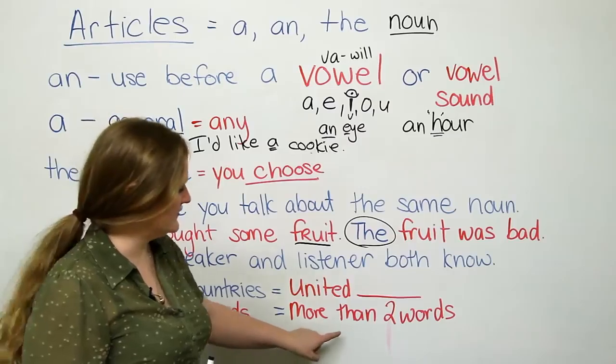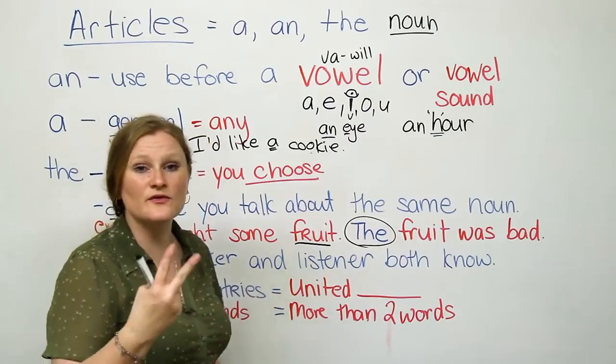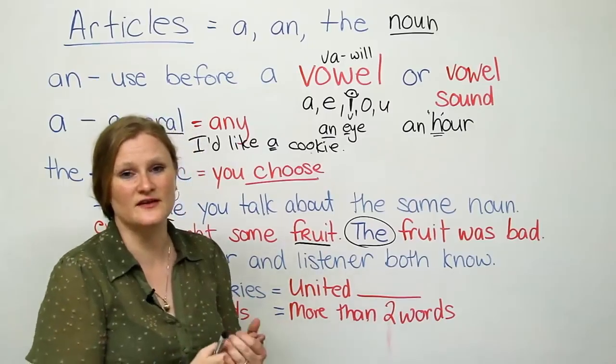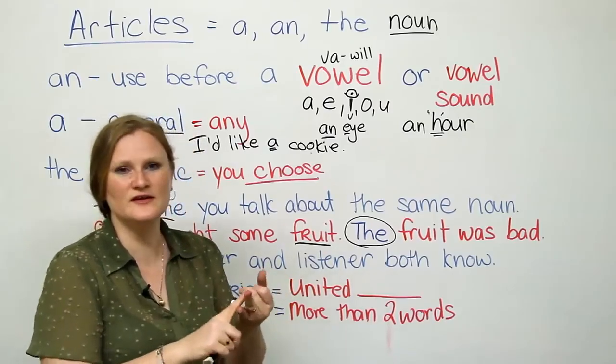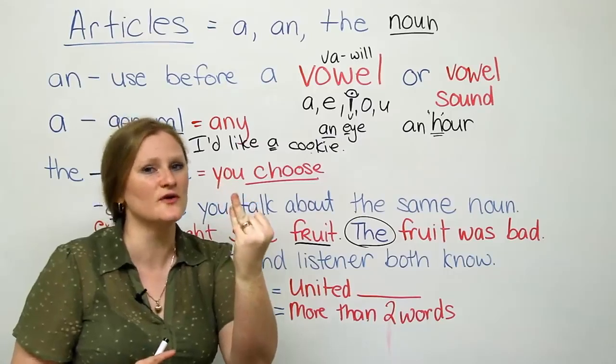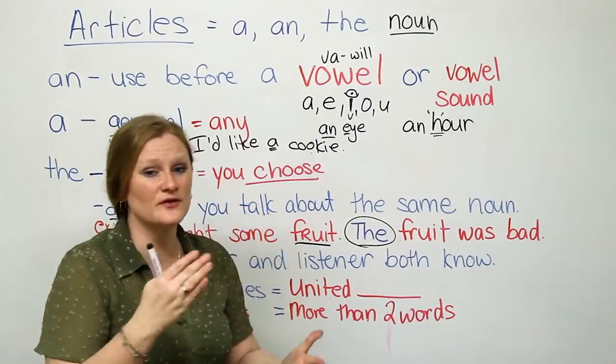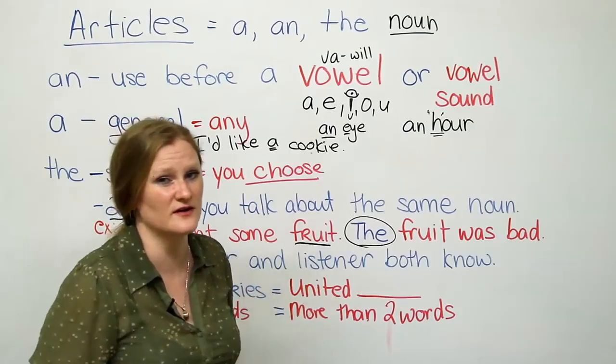The second one is if the country has more than 2 words in the name, you're going to say the. For example, New Zealand. New Zealand only has 2 words. I do not say the New Zealand. If it has more than 2 words, I have to put the in front of the country.